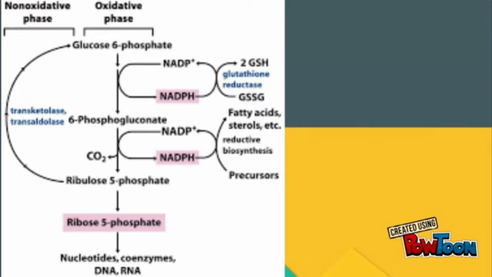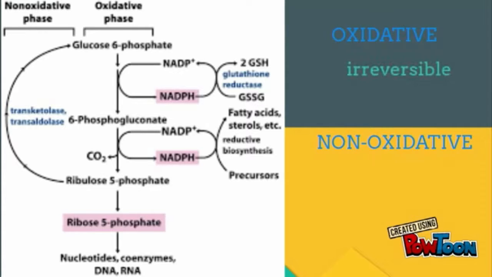The pentose phosphate pathway comprises two branches, oxidative and non-oxidative. Reactions in the oxidative branch are irreversible, whereas reactions in the non-oxidative branch are fully reversible. The oxidative branch primarily depends on glucose-6-phosphate dehydrogenase, whereas transaldolase is the rate-limiting enzyme for the non-oxidative branch.